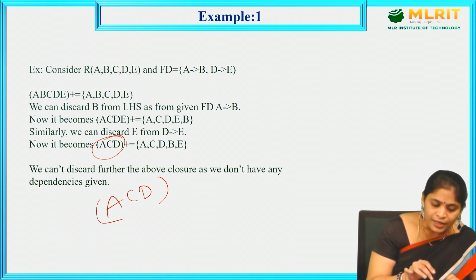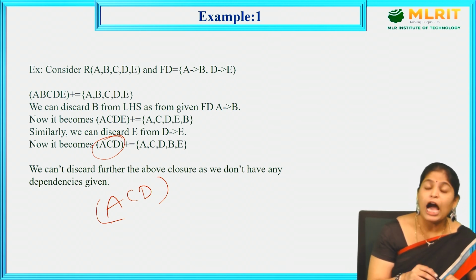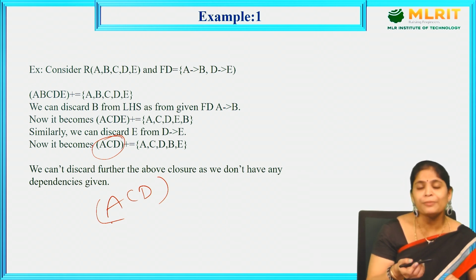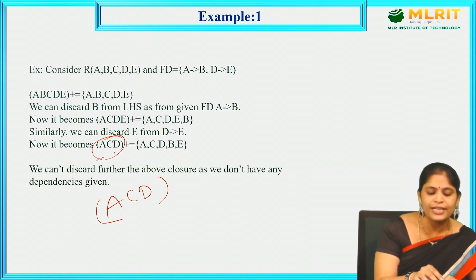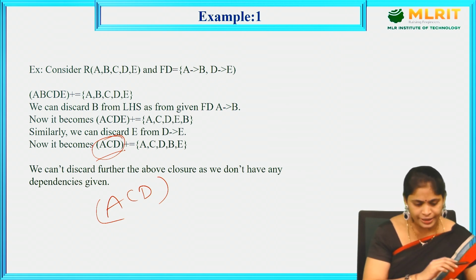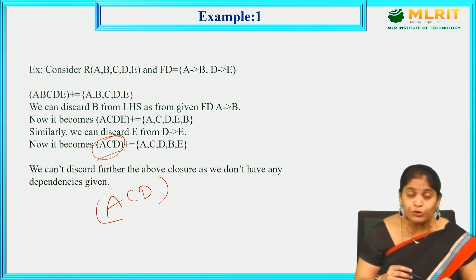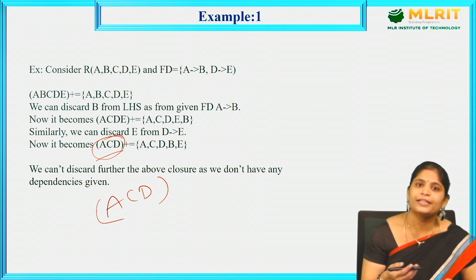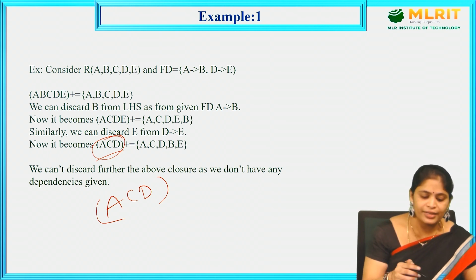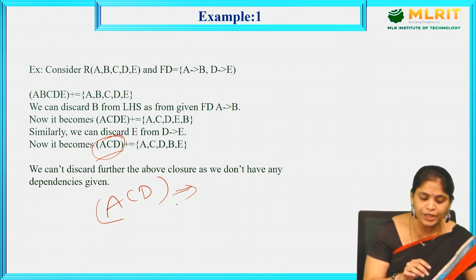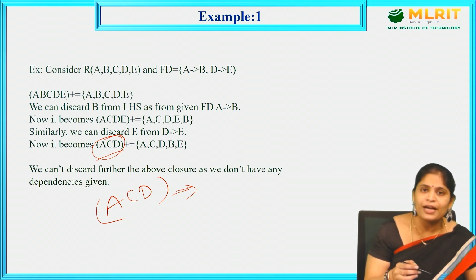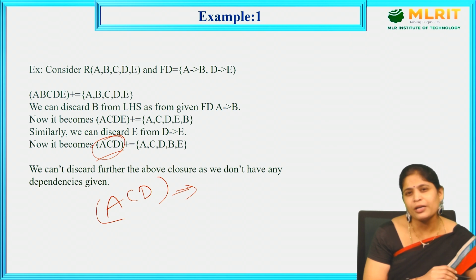So, here we have to find out how many candidate keys are possible for this one. We have found only one till now, that is ACD. ACD is a candidate key. So, now to find more candidate keys, here we need to check the prime attributes available in the given FDs or not. What are prime attributes? Here comes the concept of prime attributes.